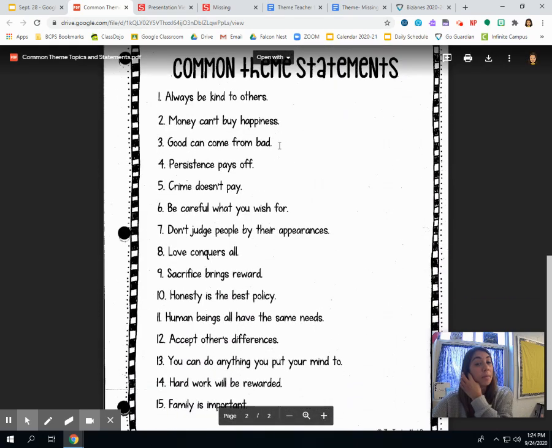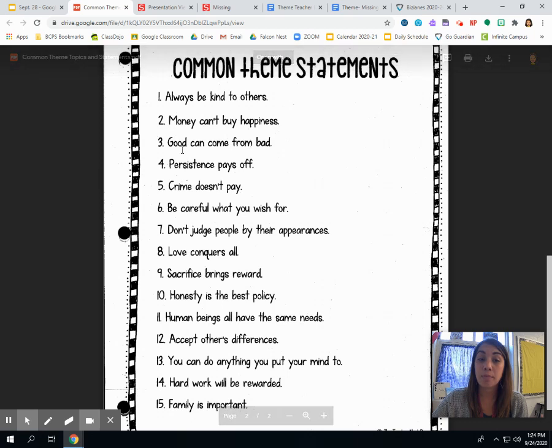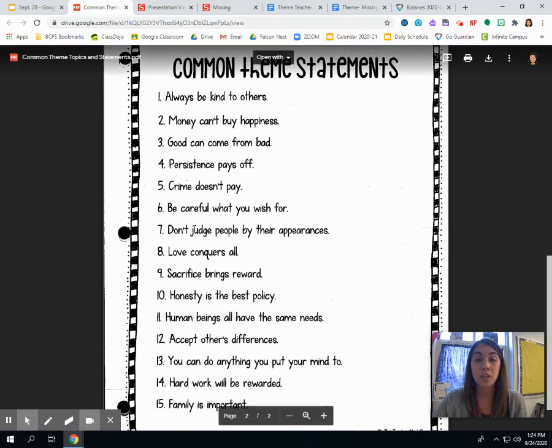Here are some theme statements that you might have. Always be kind to others. Money can't buy happiness. Good can come from bad. Persistence pays off. Crime doesn't pay. Be careful what you wish for. Don't judge people by their appearances. Love conquers all. Sacrifice brings reward.